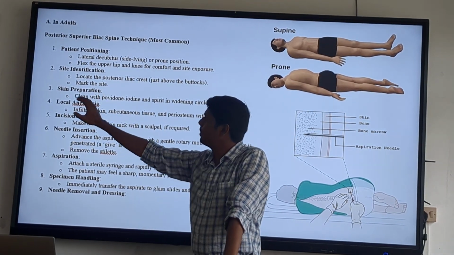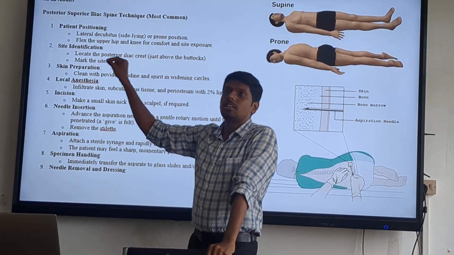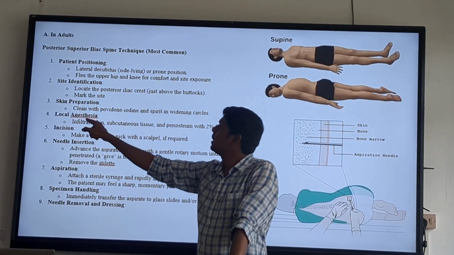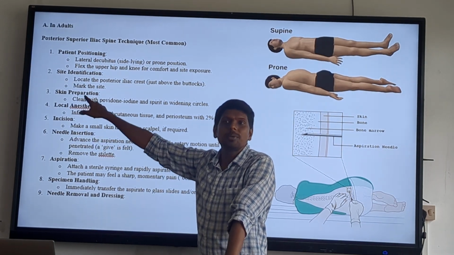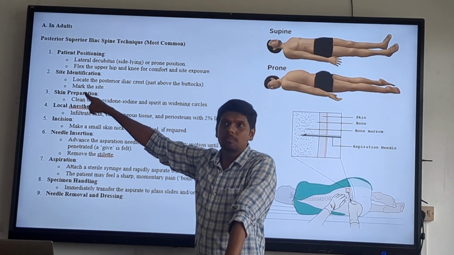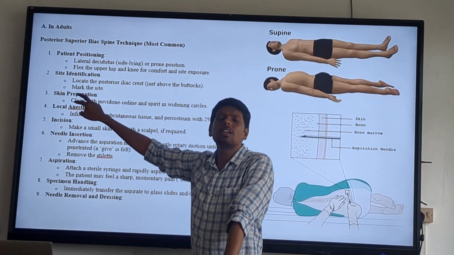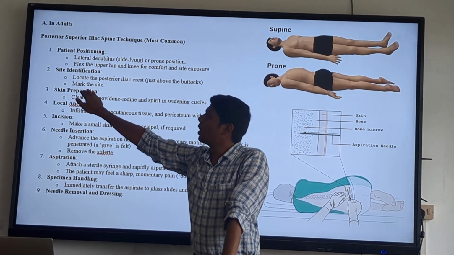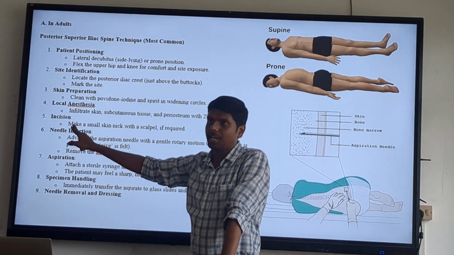After marking the site, we went for skin preparation, where we cut the skin so that the needle can go through easily. After that, we give local anesthesia before the skin cut. I think there is a mistake here. There should be local anesthesia first, and after that the skin cut. Okay, small error, keep it in mind. Local anesthesia first, then skin cut. After that, incision with the needle.